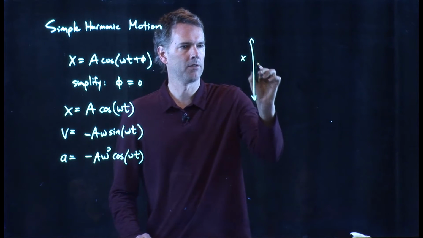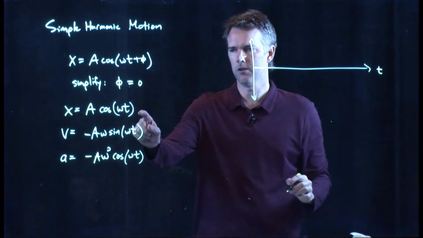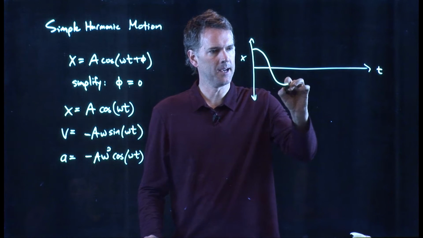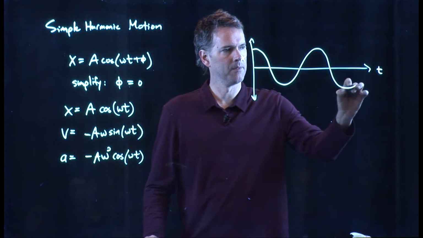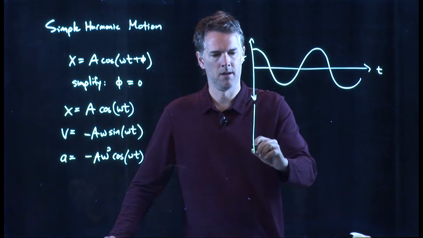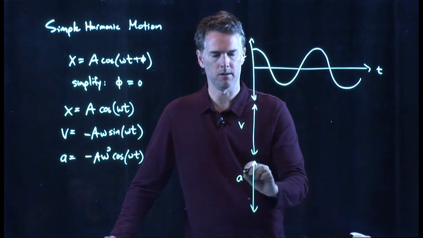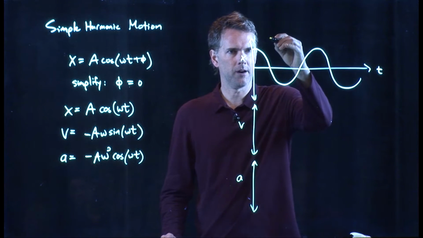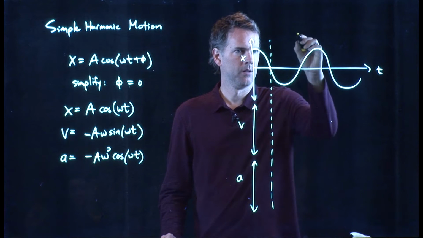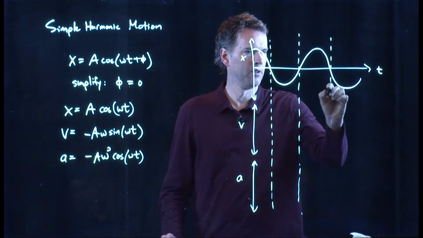This is x versus t, and it looks like a cosine. We know what a cosine looks like. It starts at some amplitude A, goes down to negative A, goes back up, and so forth. It looks like that. That's a cosine. What about velocity and acceleration? Well, to do this carefully, let's identify these nodal points, and we will draw these other curves below.